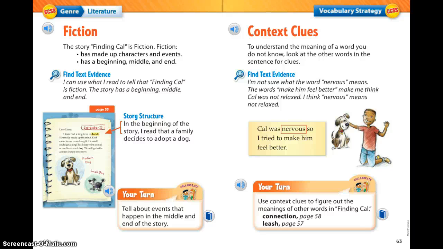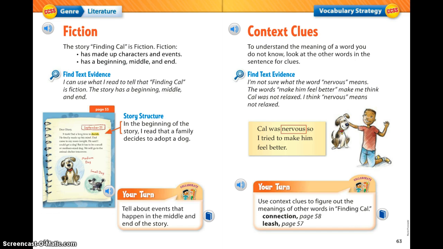The shared read you read this week, Finding Cal, is a fictional story. Fiction has made-up characters and events. It has a beginning, middle, and end. Find text evidence. I can use what I read to tell that Finding Cal is fiction. The story has a beginning, middle, and end.